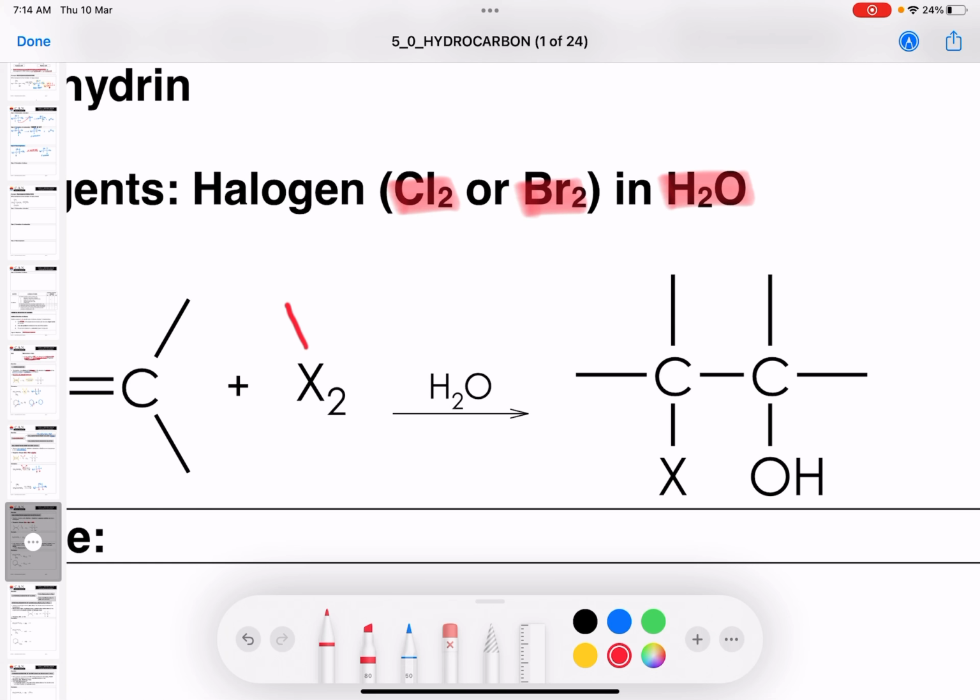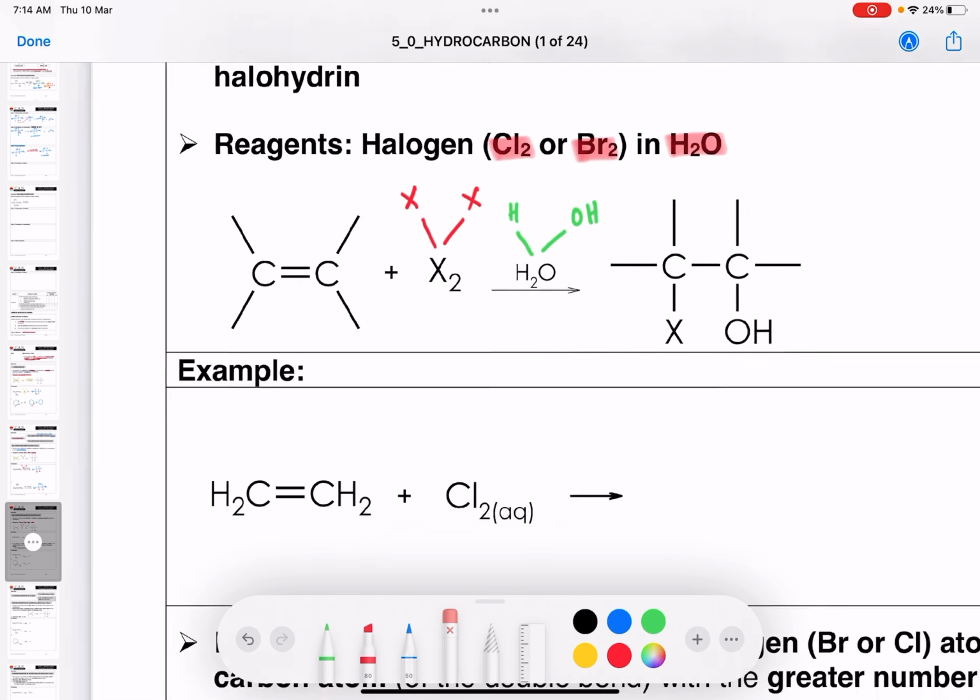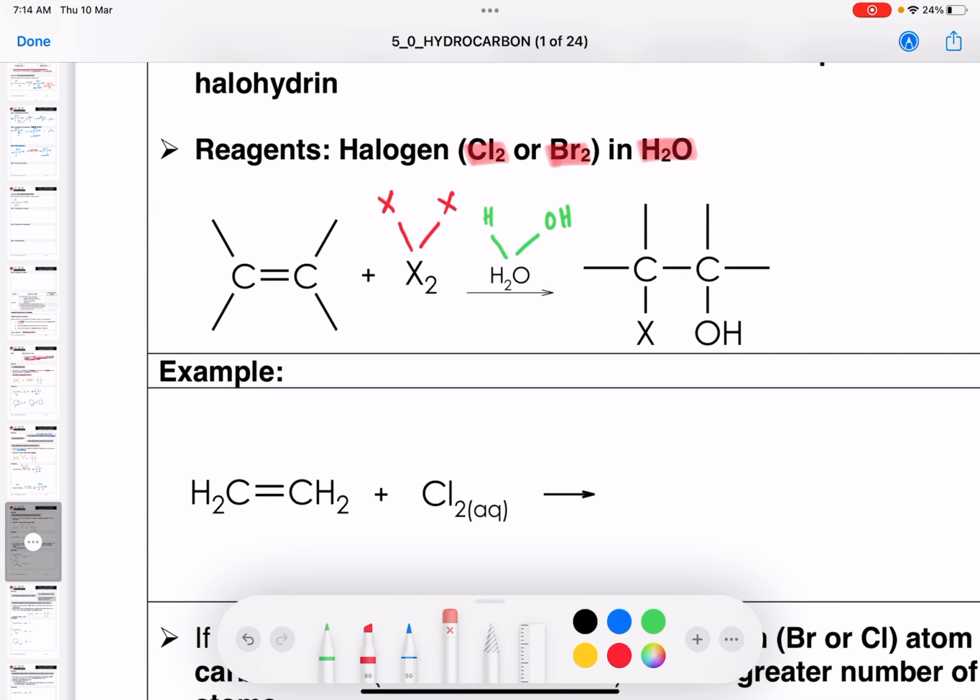So here we have X and X. And here we have H and OH. Okay, or maybe I can use another color. We use green. So we have H and we also have OH. So we have 4 species to be added here, but only 2 will be chosen. So we will choose 1 each, which means one of the X will be chosen, and from H to O, we choose OH.